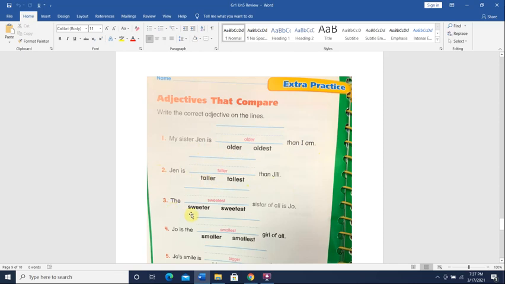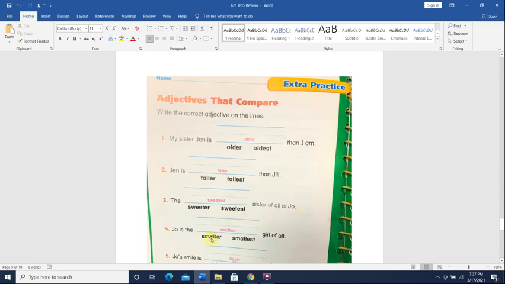Number 3, the sweetest sister of all is Jo. Why? Because it's comparing between all of the sisters. It says sister of all is Jo. So Jo is the sweetest out of all the sisters. So we're comparing more than two. So what do we have? We have the word the and we add est to the adjective. The sweetest sister of all is Jo.